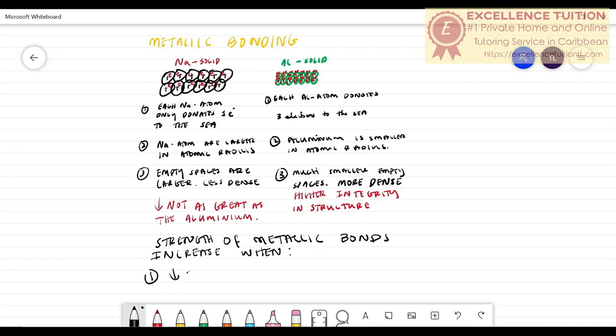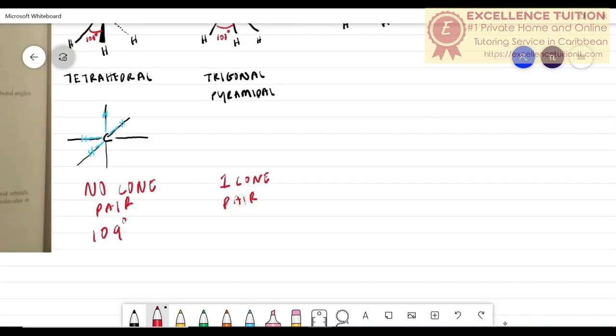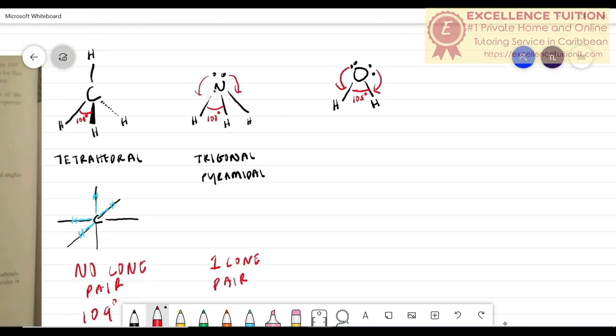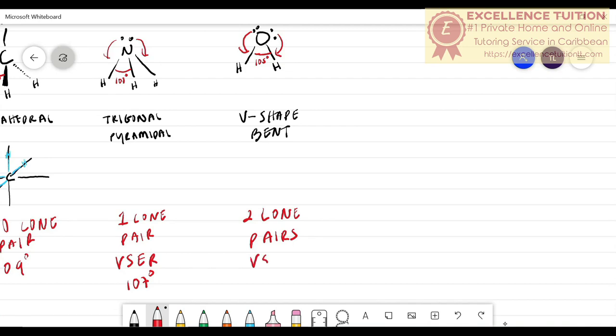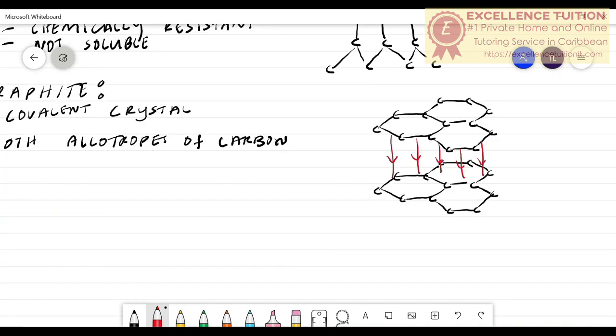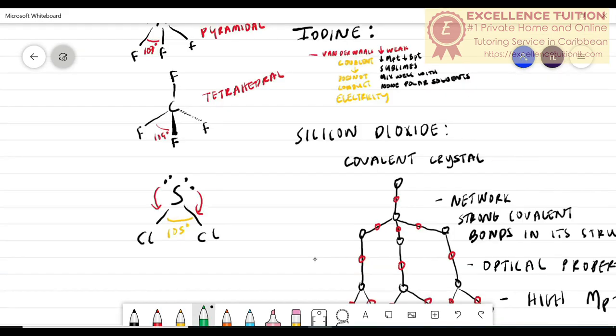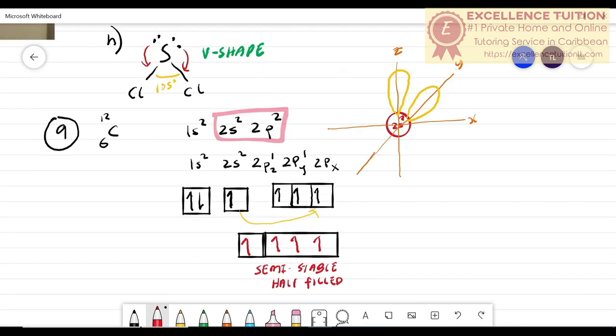There's one, size of cations decreases. Push on these bonds, right? And based on the valence shell electron repulsion theory, this weak force of attraction is van der Waals, V-shaped. This is called sp3 hybridization.